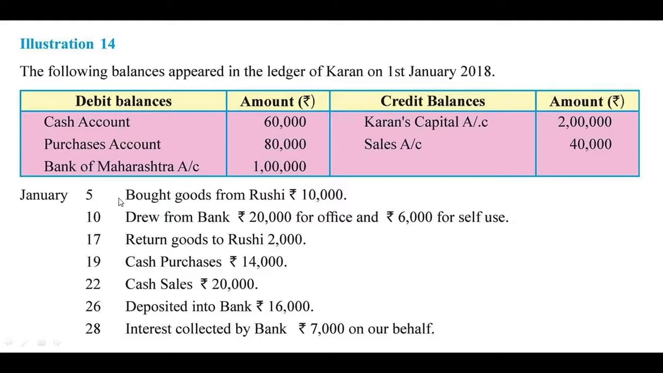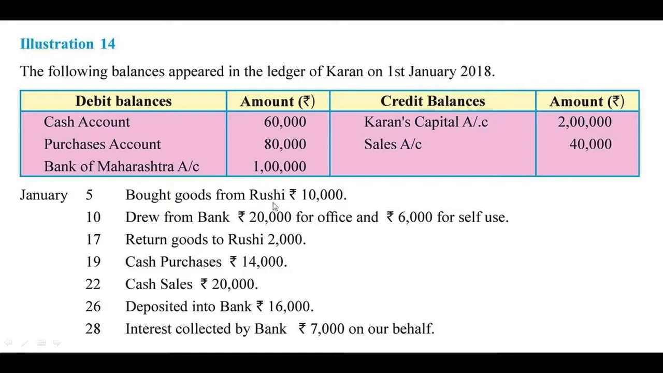5th January, bought goods from Rushi rupees 10,000. Here purchases is an expenditure. So purchases account is to be debited. Then here it is not mentioned whether it is a credit or cash transaction. You have to remember, whenever it is not mentioned, you have to assume that it is a credit transaction.